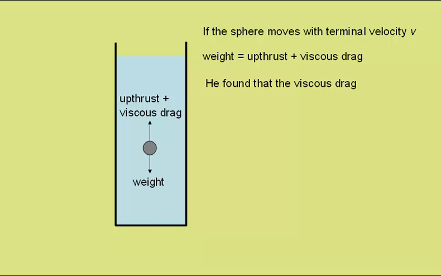He found that the viscous drag was given by this expression, where the viscous drag F is equal to 6 pi times the radius of the sphere times the coefficient of viscosity of the fluid eta multiplied by the velocity of the sphere. This is known as Stokes' Law. This formula is provided on the datasheet.